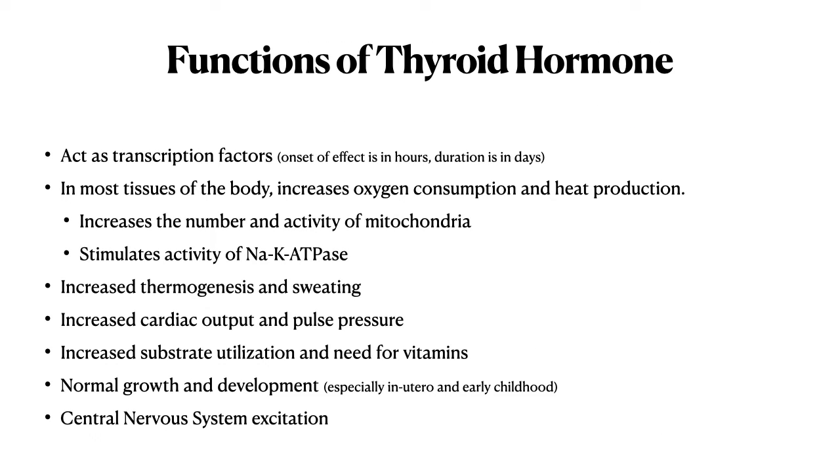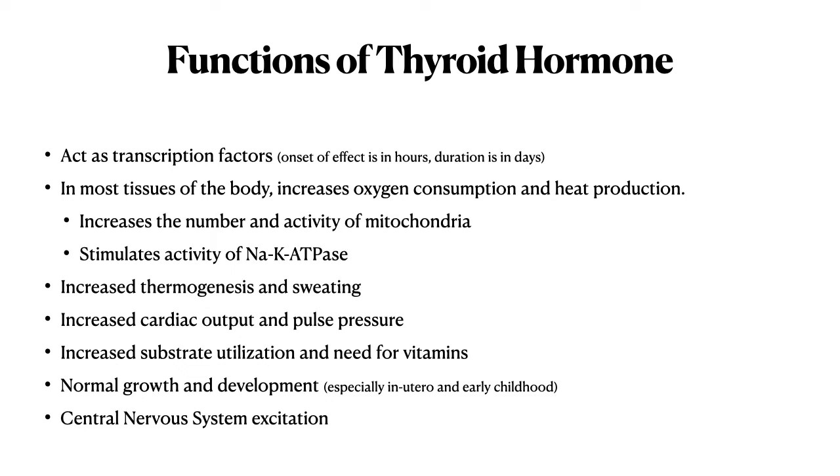So now let's see the functions of thyroid hormone. Number 1, it acts as a transcription factor. And because it is a hormone that acts via the nucleus, the end products of which are proteins, which will then produce the effects of thyroid hormone, we understand that its onset of effect is within hours, but the duration is within days because you are utilizing the central dogma.